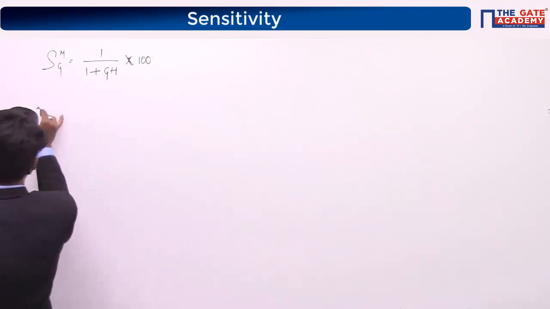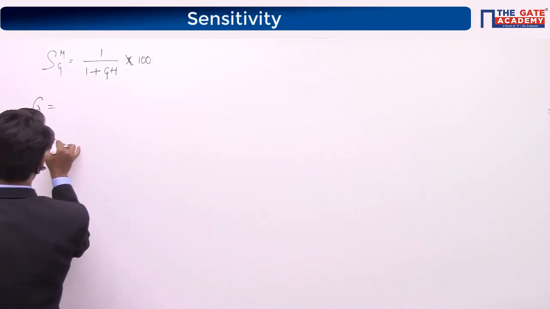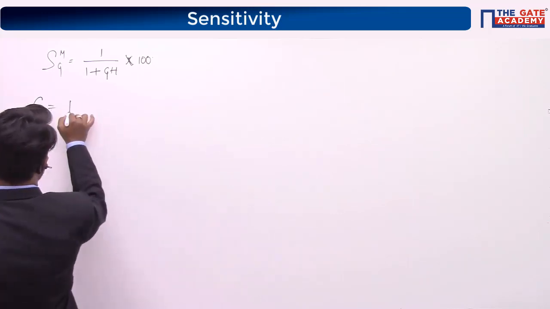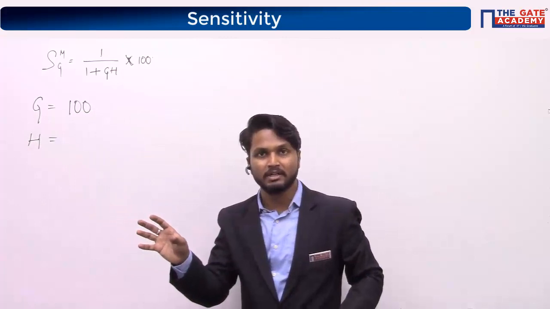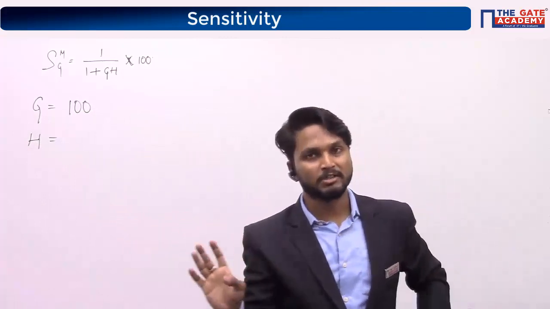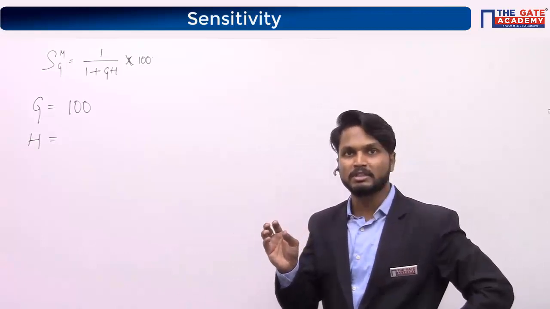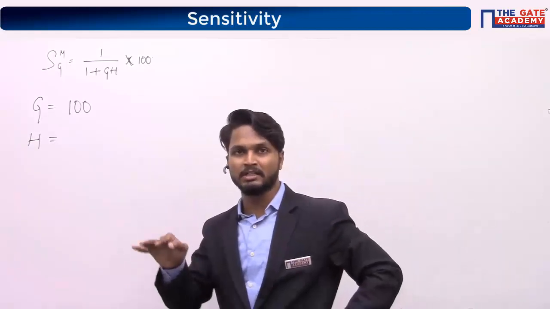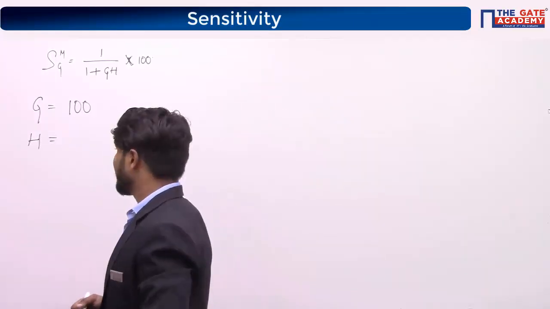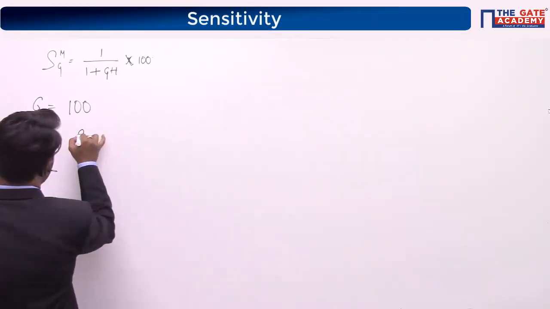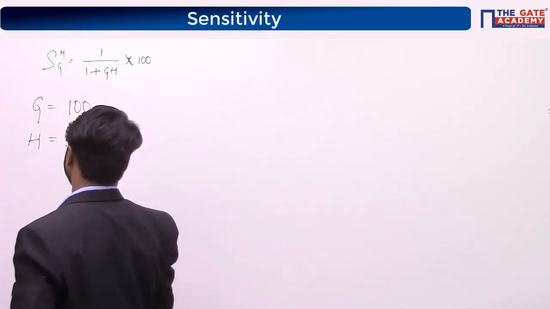Right? So from the question it is clear. What is G and what is H? Tell me. G is 100. G is not 100 plus or minus 10%. G is simply 100. Plus or minus 10% is the variation in G that is being shown using that tolerance notation. Right? So what about H? H is 9 by 100.